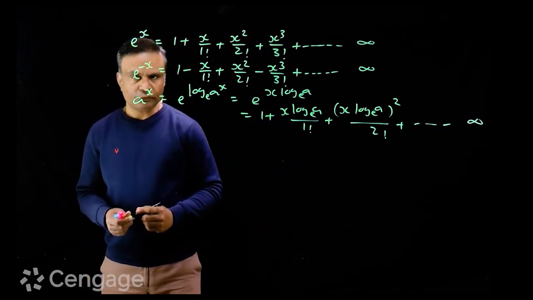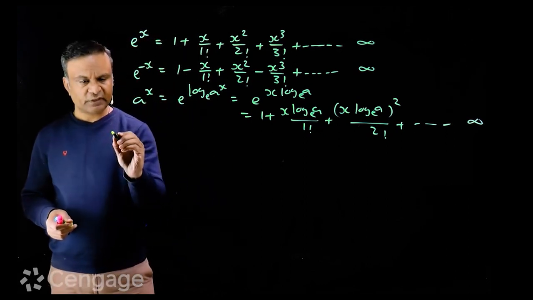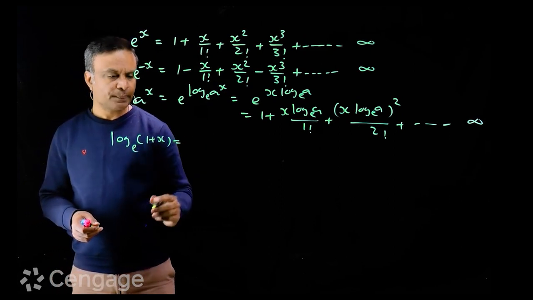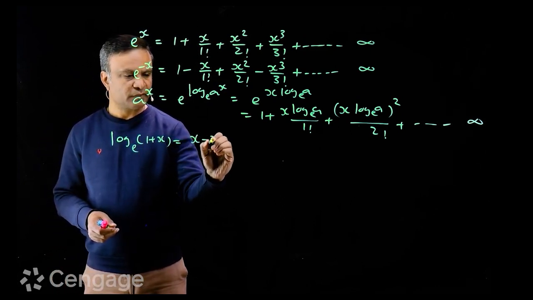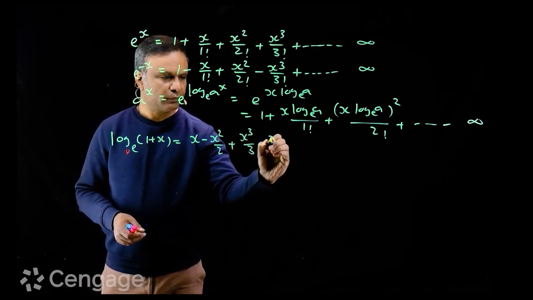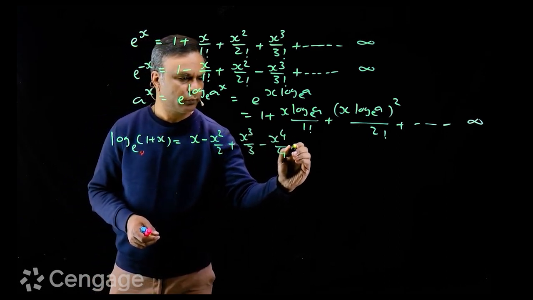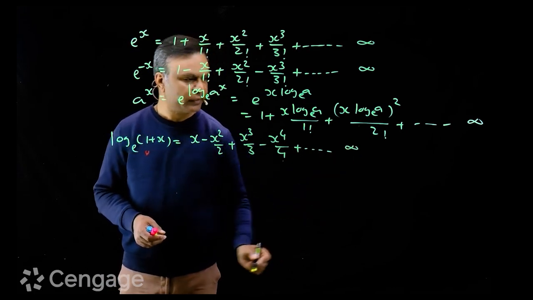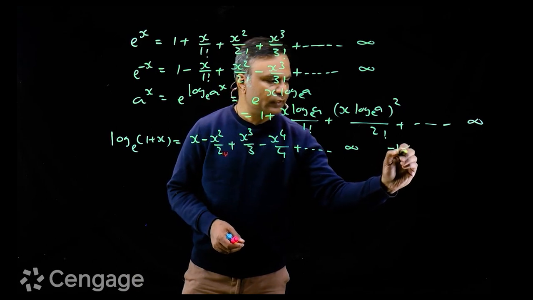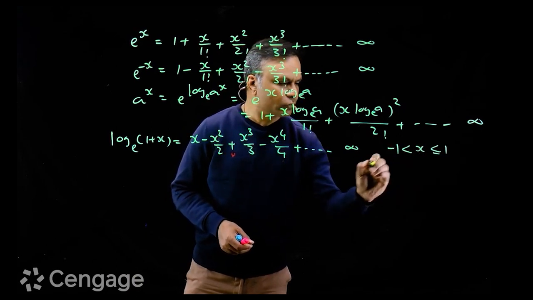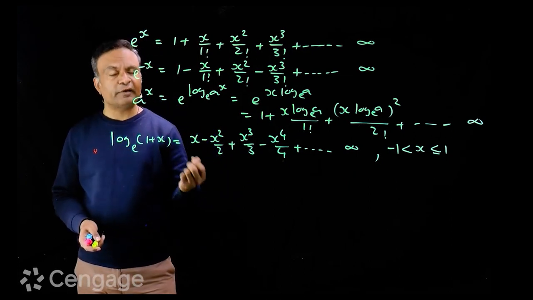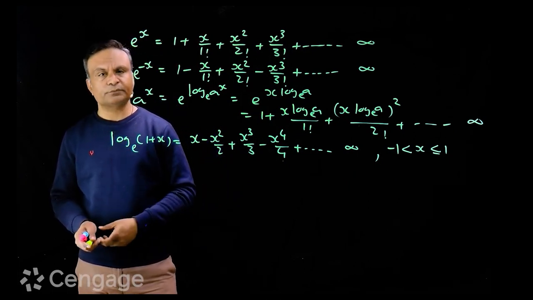Then we have expansion formulas for logarithmic functions. We have a function log of 1 plus x to the base e. Expansion formula is x minus x square upon 2 plus x cube upon 3 minus x power 4 upon 4 and so on up to infinite terms. This expansion is valid for minus 1 less than x less than or equal to 1. In fact, all the expansion formulas work well when the value of x is infinitely small.